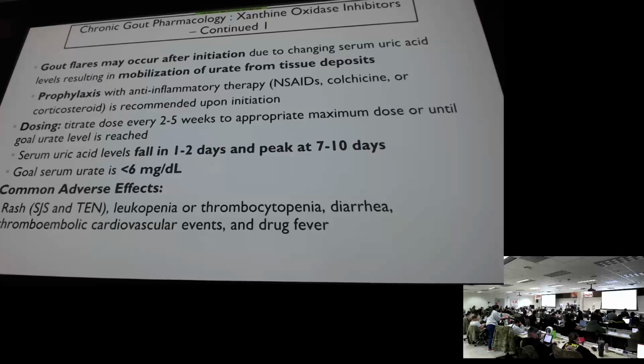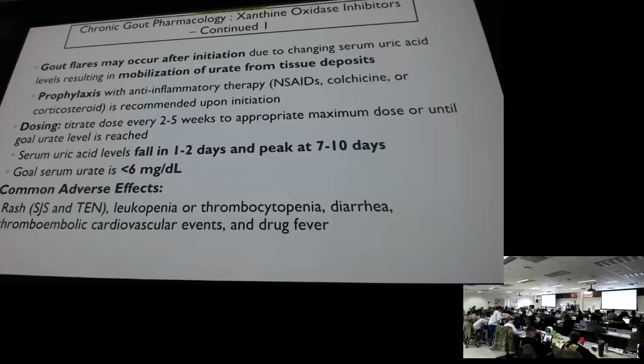So we mentioned that because of the serum uric acid levels with ULT, any of the three classes, you do prophylaxis. Low dose, one of those three medications, right? One of those classes: NSAIDs, colchicine, or steroids. So you do that when you start ULT, based on one of those 4 or 5 indications for ULT that I mentioned.